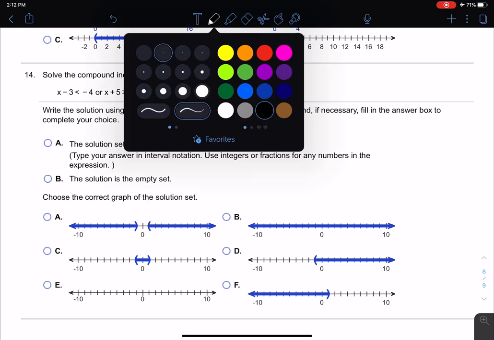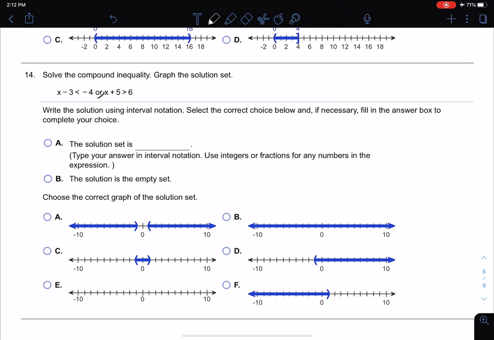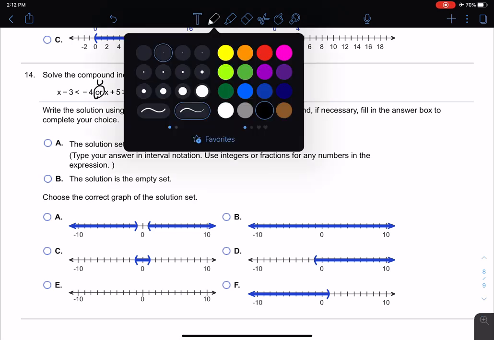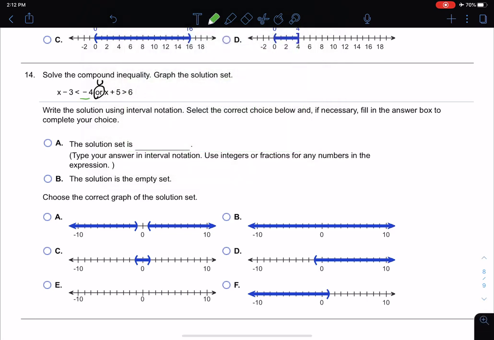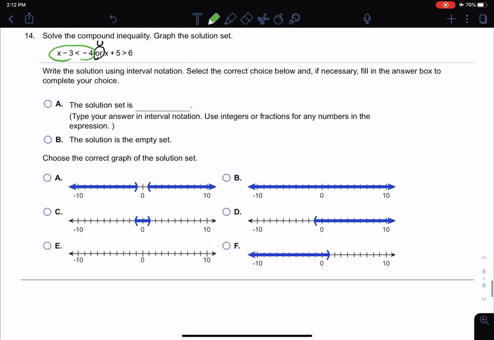Be careful, this one is an OR, which means union. Let's make sure we're careful, but let's take our inequality first and solve it.